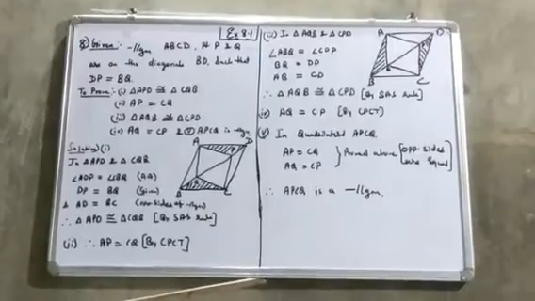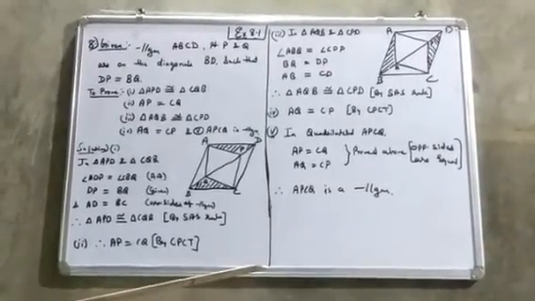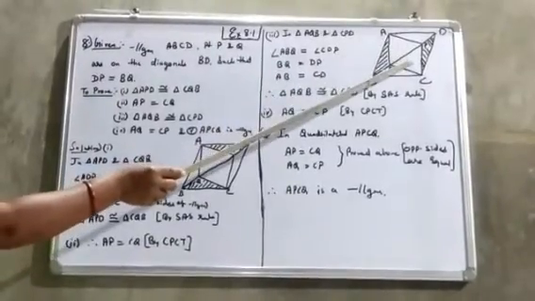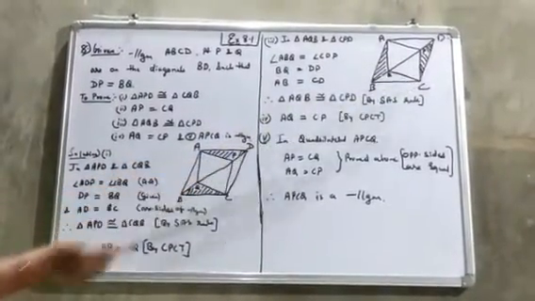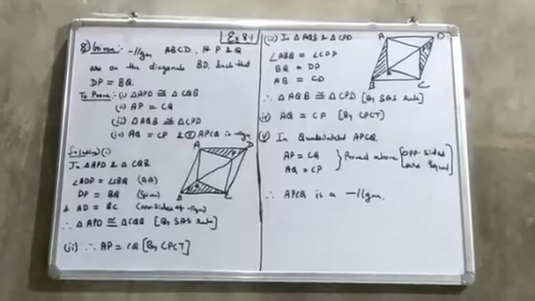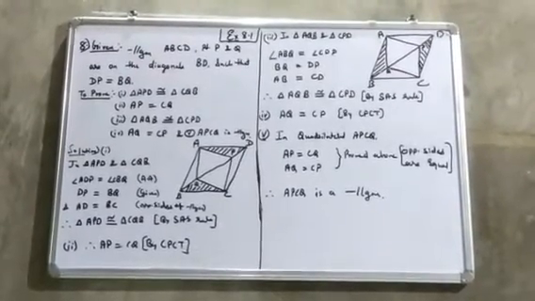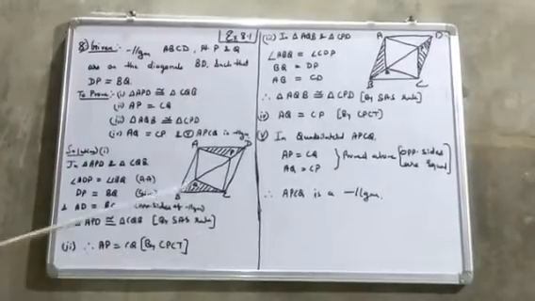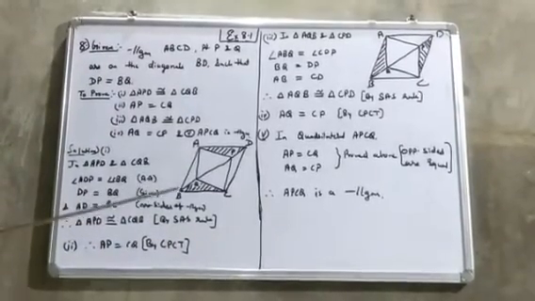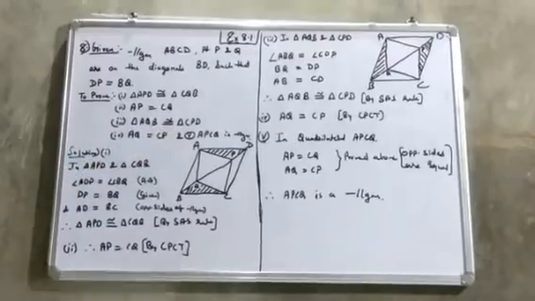You know that the diagonal of a parallelogram divides it into two congruent triangles. Then also this quadrilateral will become a parallelogram. So there are many ways to prove a quadrilateral to be a parallelogram. So you have to go stepwise and solve it. We'll go for the next question.